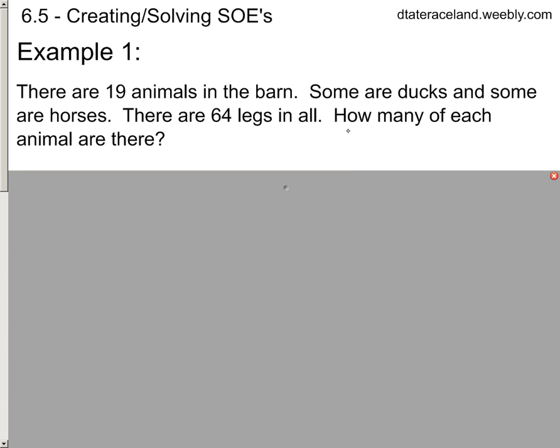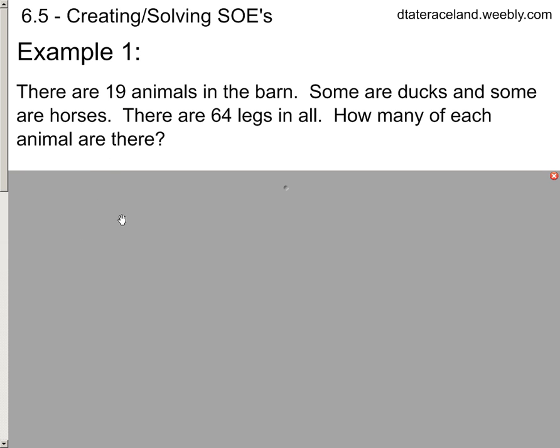Right here in example one, how many of each animal are there? Where there's ducks and horses, there's two different things that we need. So that means we need to build two different equations. But before we do all that, unpack that problem in a way that lets you see the information. Don't just sit there and try to process it all in your head.